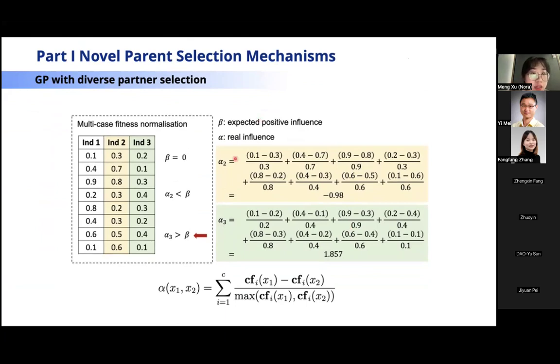And here is a detailed example of how to select the candidate X2. For example, individual 1 is X1, and then we calculate the real influence alpha value for individual 2 and individual 3. As we can see, for individual 3, the alpha value is bigger than 0 and also bigger than the negative value of individual 2. So in this case, individual 3 and individual 1 will be selected as a pair of parents for crossover.